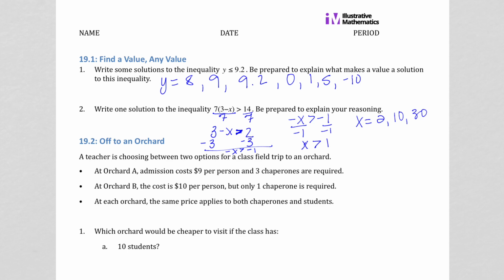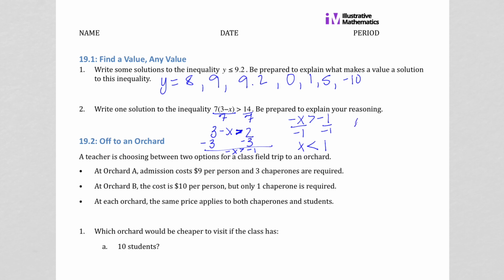So if I plug in a 2, if I have 7 times 3 minus 2 is greater than 14. We have 7 times 1. Is 7 greater than 14? No. So here's what we need to do. We divided by a negative 1. So that means we flip our sign. So I'm going to erase all this over here. And I'm sorry if you did this in pen. You should be doing this in pencil. So you can erase. If you need to pause here. And I'm going to keep going.